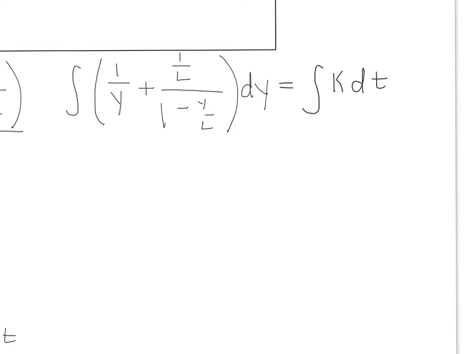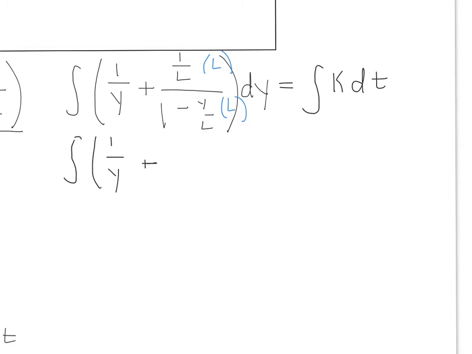One way to make this even easier to integrate: the first fraction is easy, 1 over y, that's not the issue. But this second term is a bit of a mess because of the complex fraction. So I'm just going to clear the denominator by multiplying both numerator and denominator by L. This was supposed to be a plus sign here.